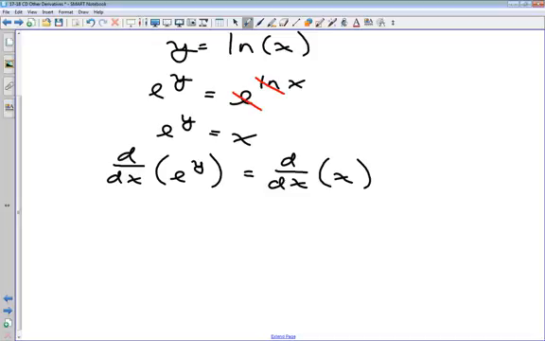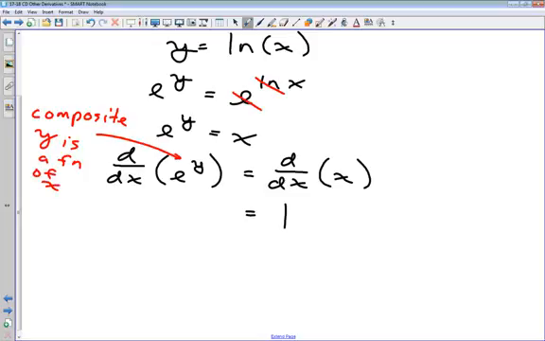Now, the right-hand side is pretty easy. What is the derivative of x? Well, if I'm doing the derivative with respect to x of x, that's just 1. The left-hand side is a little trickier because what we have in here is actually a composite function. We've got e to something, and then we've got y, which is itself a function of x. So when we do this derivative, we've got to use the chain rule.